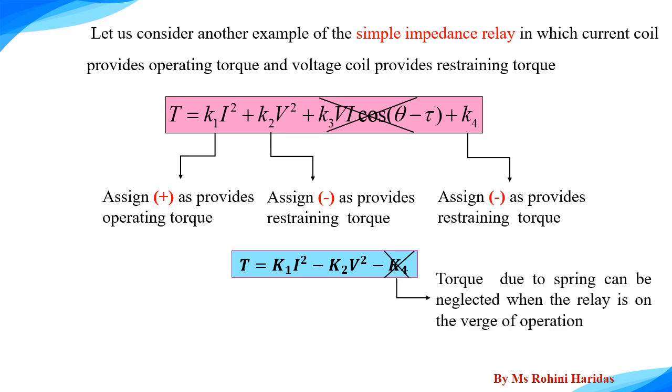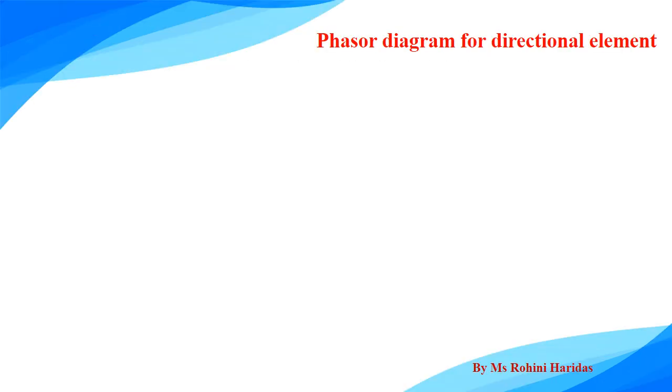On the verge of operation, the torque due to the spring can be neglected, and therefore the final equation will be T is equal to K1 I square minus K2 V square. Now let us study the phasor diagram to understand the directional characteristics of the relay. Let V be the applied voltage to the relay through PT and it is a reference quantity, and I be the relay current through CT.